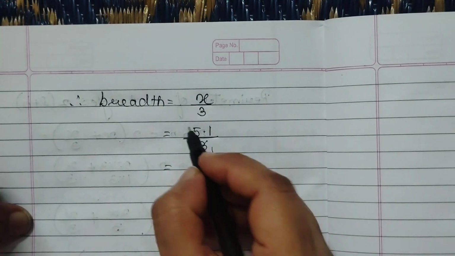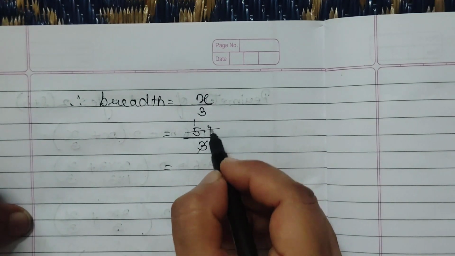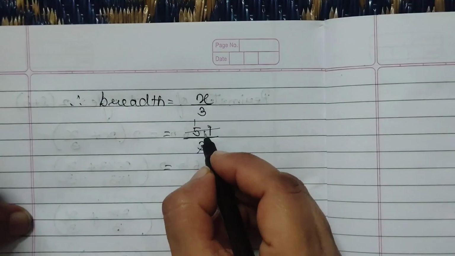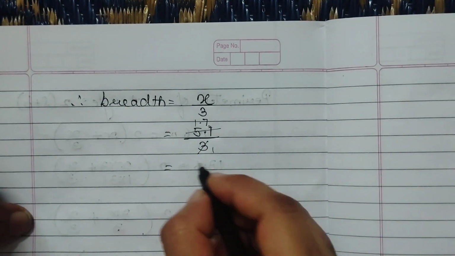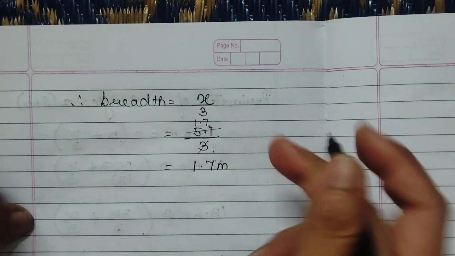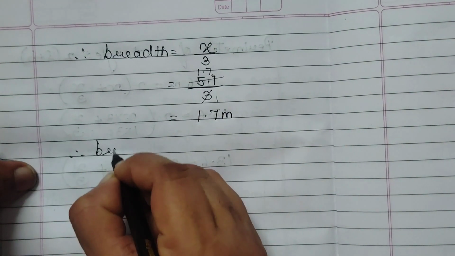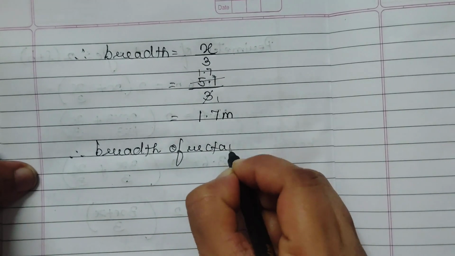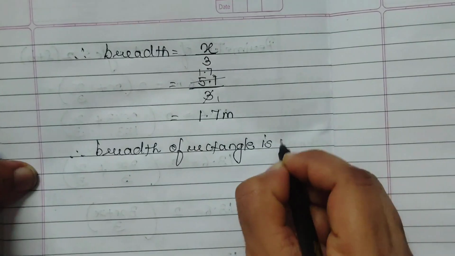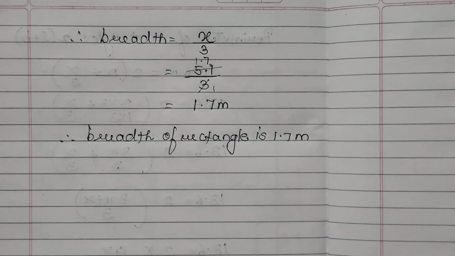So now 3 1s are 3, 3 1s are 3. 5 minus 3 is 2. 21 it becomes, 3 7s are 21. But here the point is there, so I will put the point. So what I got is 1.7 meter, the breadth. Therefore, the breadth of the rectangle is 1.7 meter. Okay, so we got the length and the breadth of the rectangle. So we have completed HOTS.